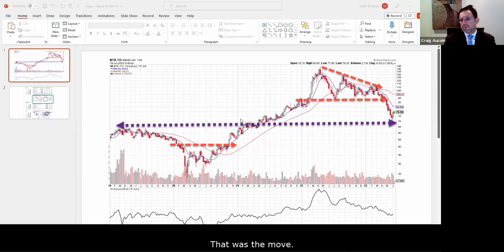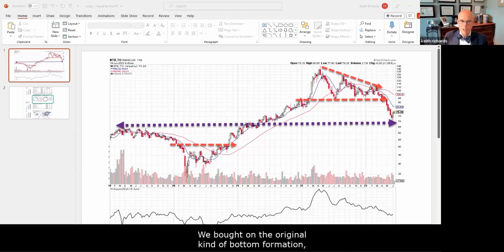That was the move that we had owned it. We had owned it into that purple line, but that was a bigger, right? That would be a bigger breakout. Yeah, so we bought on the original bottom formation, but there was resistance at the purple line. So we were very cognizant of that. So we had stepped in pretty gingerly.